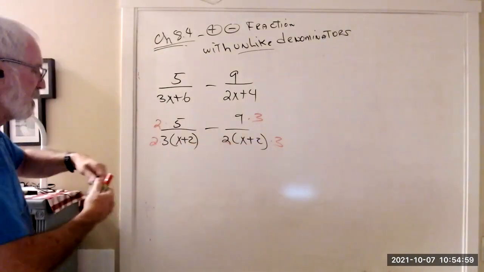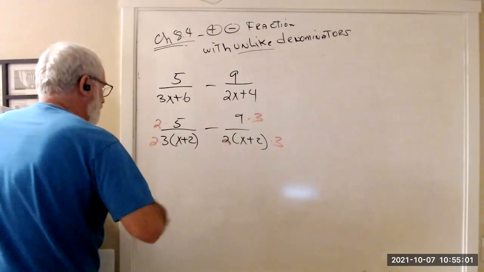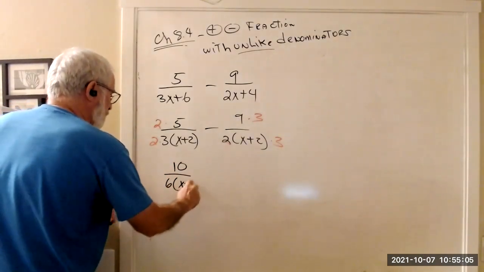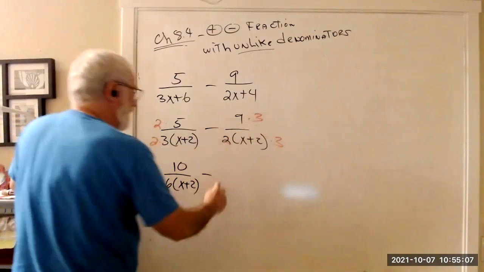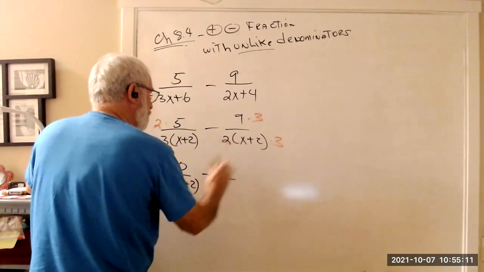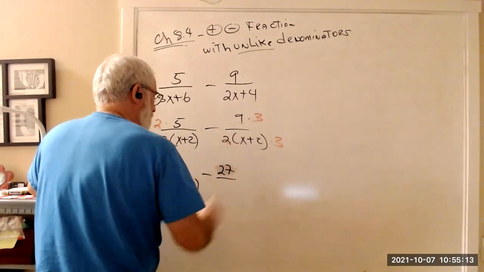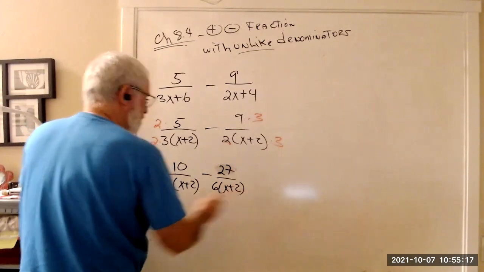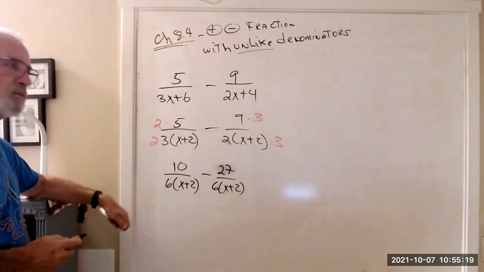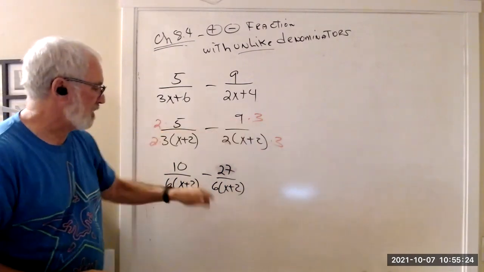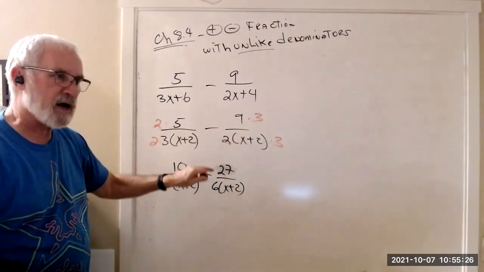So I put all this junk together. So I have 10 over 6 times x plus 2 minus 18. No, not 18, dummy. 27 over the same thing, 6 times x plus 2. 2 times 5 is 10. 3 times 9 is 27. So now I can subtract these.